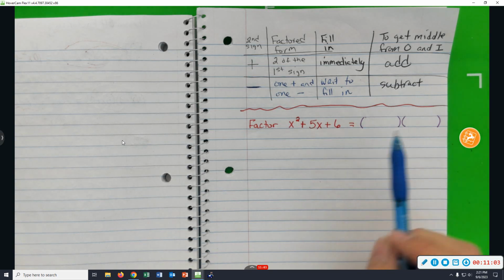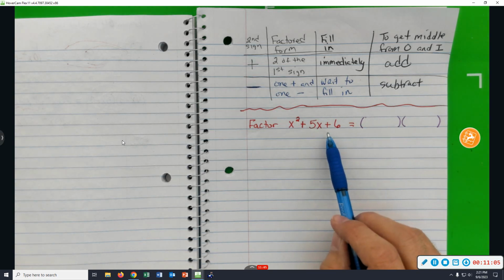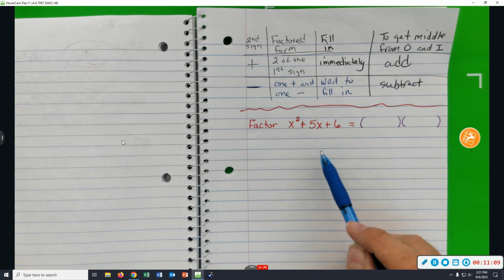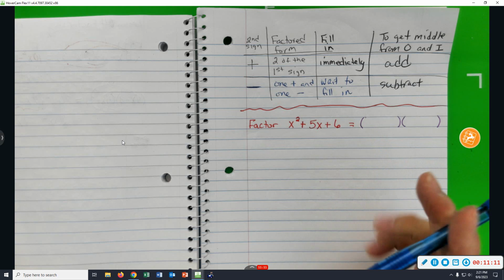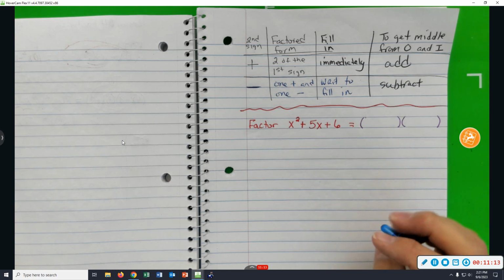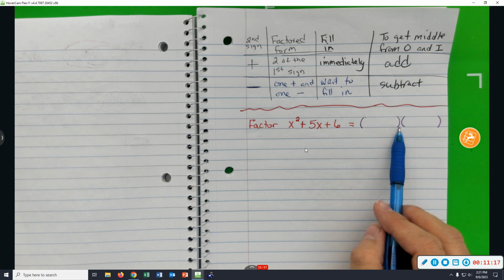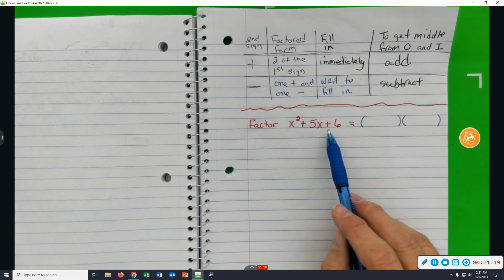Formally, factor means write as a product. So when you're factoring, let's say the number 10, using prime factors, it'd be what? 2 times 5. So factor means write as a product, and that's what we're doing right here.